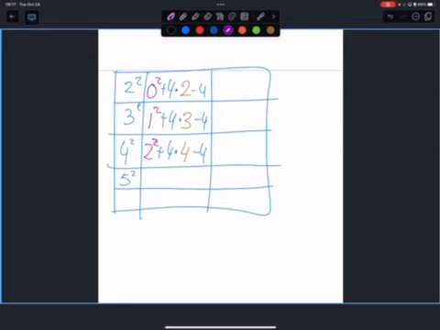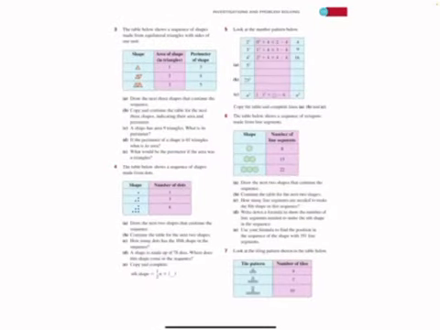Yes. So the correct answer would be n minus 2 squared plus n minus 4. Wait, I don't think it's n minus 2 in brackets. It's just n minus 2. Yes, n minus 2. Yes. n minus 2 plus n. Yes. That is the answer.